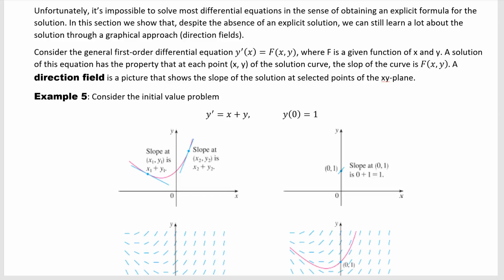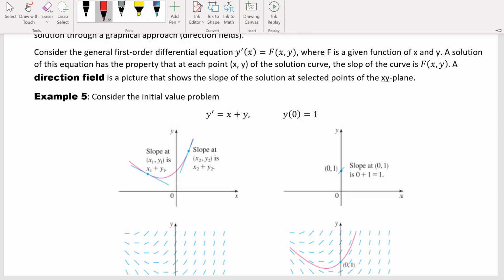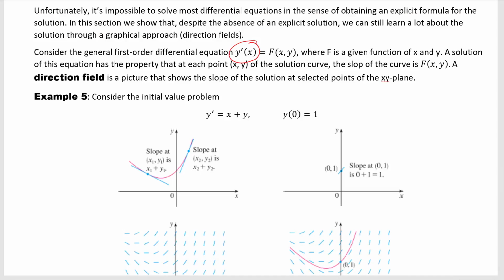That is because, remember, this is a derivative. What's the derivative? The derivative is the slope of the tangent line. So at each point, you can actually get the slope of the tangent line. A direction field is a picture that shows the slope of the solution at selected points of the xy plane.